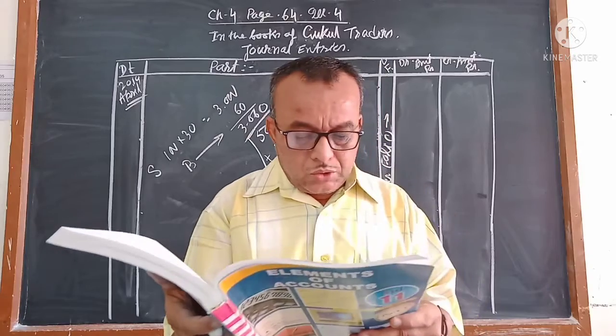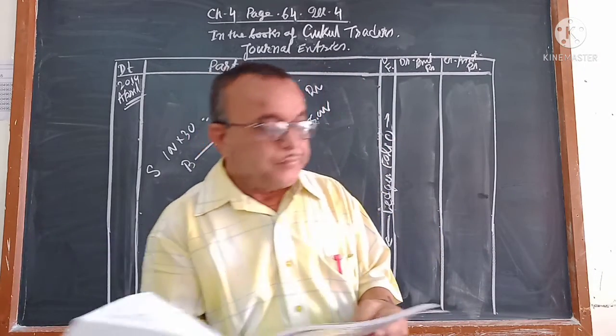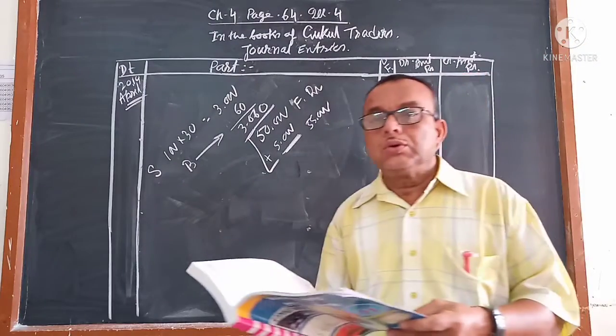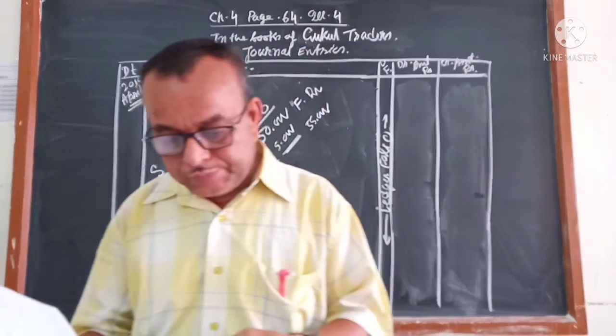Next 18, goods are sold on credit to Kedarnath. Very easy. Goods are sold on credit to Kedarnath. Kedarnath account debit to sales. This is called Kedarnath account debit to sales.